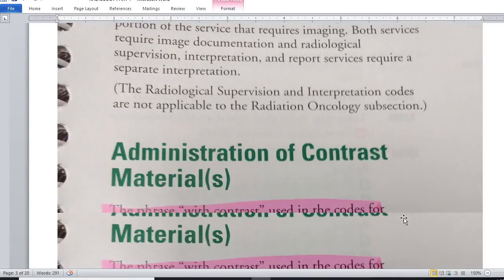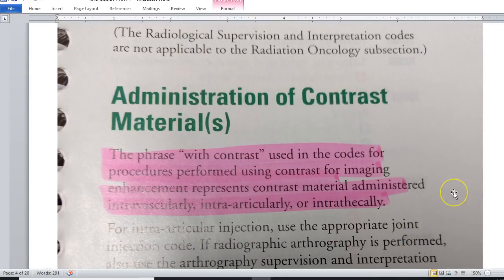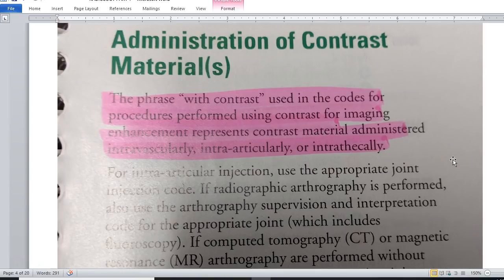So let's start talking about our green guideline pages. This is page 447 in your radiation guidelines. Now, this is very important. We are going to see tests that are without contrast, tests that are with contrast, and tests that are without contrast followed by with contrast. So again, it depends on what we're looking at and why we're looking at it.